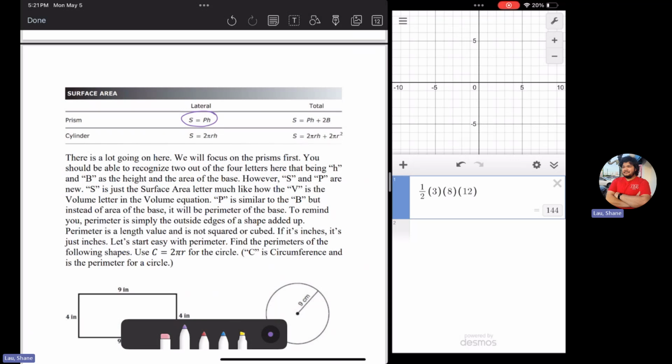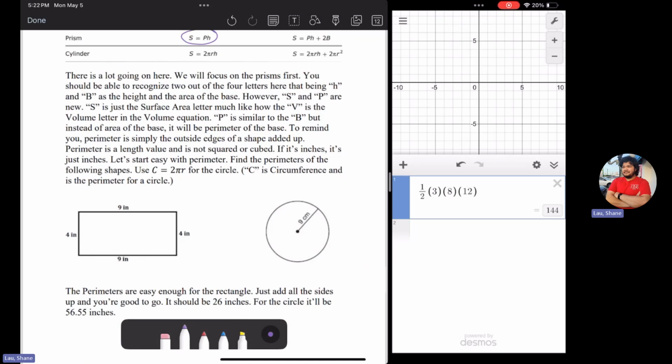But capital S and capital P are new. Capital S is just the surface area letter, much like how capital V is the volume letter in the volume equation. Capital P, sorry, is the equivalent to capital B, but instead of area, it'll be about perimeter. A quick reminder about perimeter: you add up all the sides if it's a straight-edged figure. However, if it is a circle, you must use this equation right there. Otherwise, it's not going to work.